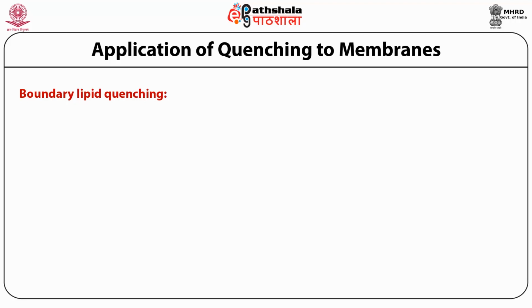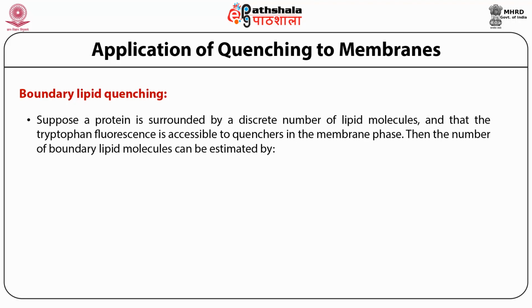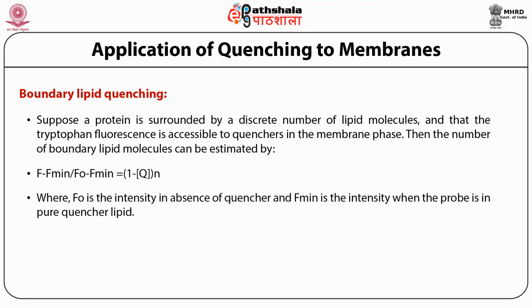Suppose you have a protein that is surrounded by a discrete number of lipid molecules and the tryptophan fluorescence is accessible to quenchers in the membrane phase. Then the number of boundary lipid molecules can be estimated by a given formula: (F minus F minimum) over (F0 minus F minimum) equals (1 minus Q) to the power n. Q is the quantum yield, n is the number of molecules, F0 is the intensity in the absence of the quencher, and F minimum is the intensity when the probe is in pure quencher lipid. F is the intensity at a given mole fraction of quencher lipid.